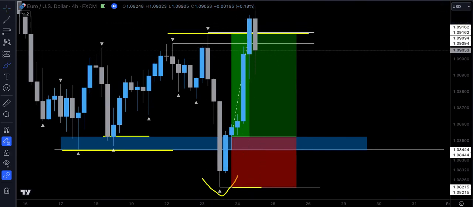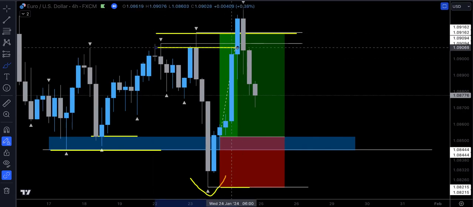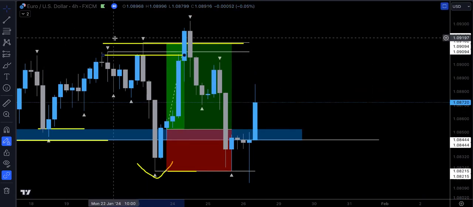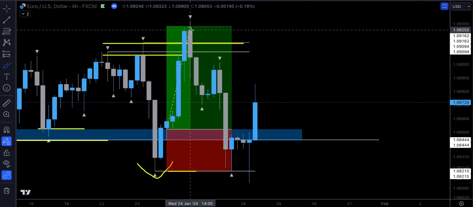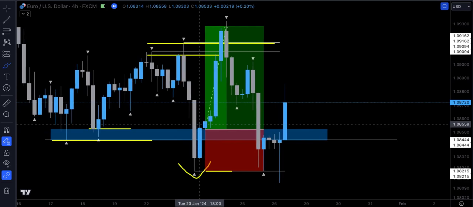So in terms of what happens now, I have no idea. But if we've essentially ran that liquidity and reclaimed back below, you'd expect actually lower prices, and you can see that's exactly what you get. So it's very important to take profit around these key areas here, the points of liquidity. And yeah, that's really what I wanted to touch on in this video.